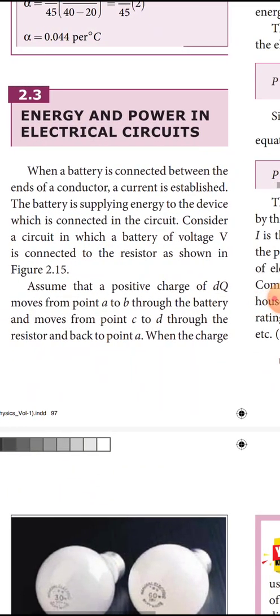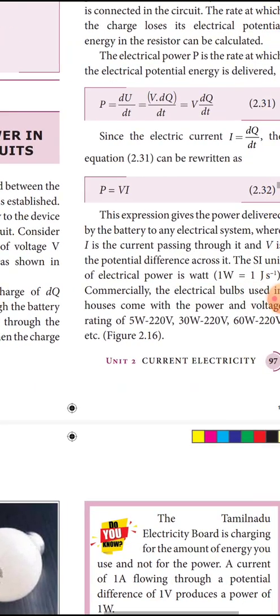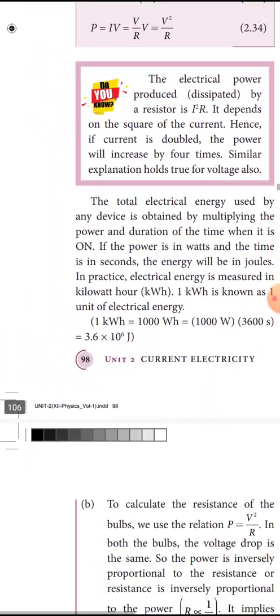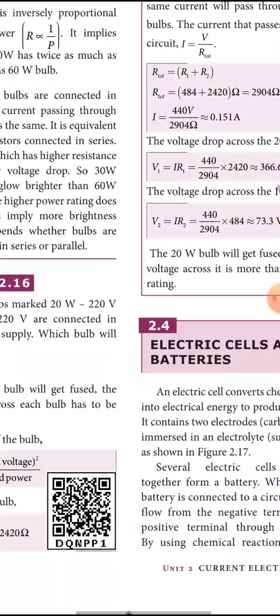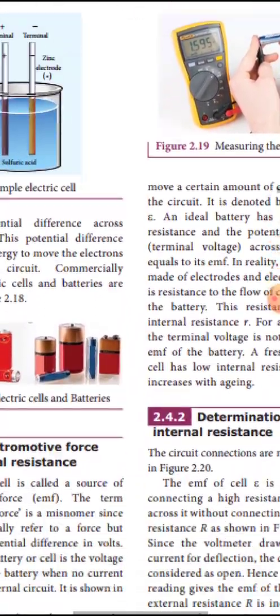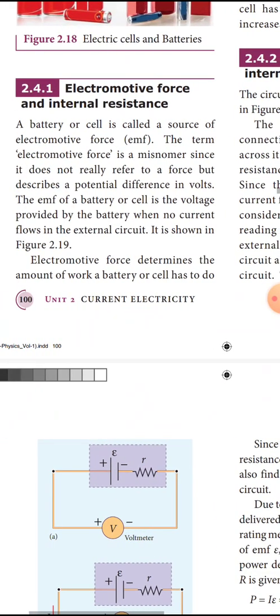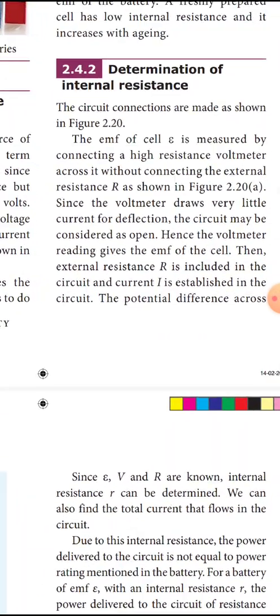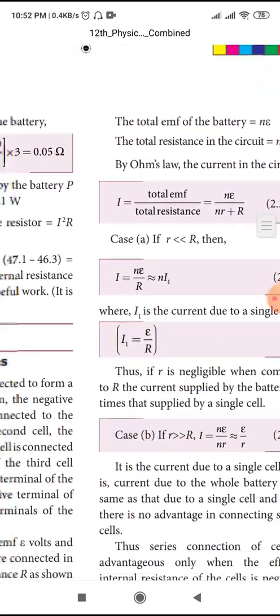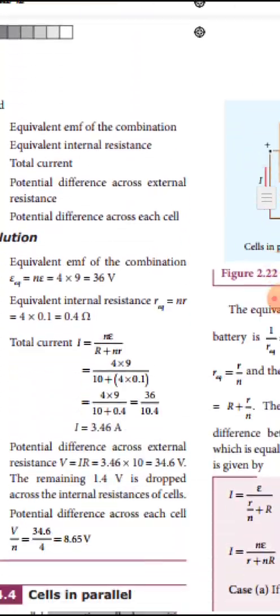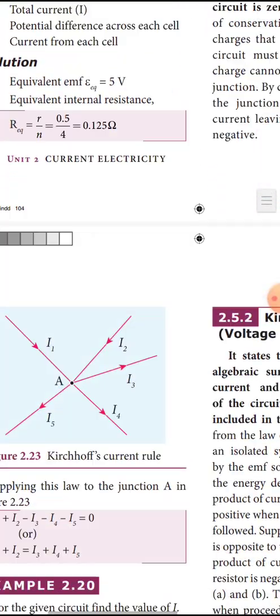next, energy and power. You have to define what is energy and what is power. So what is the value of 1 kilowatt hour? 1 kilowatt hour is equal to 1000 watt into 3600 seconds, that means 3.6 into 10 power 6 joule. That value you have to read. And next, electric cells and batteries. So we have to read what is internal resistance. And these are example problems. And here also cells in series and cells in parallel.